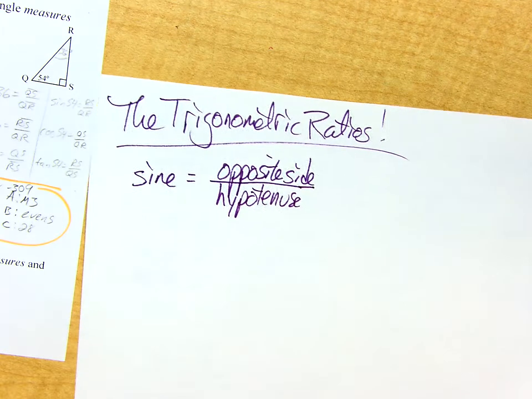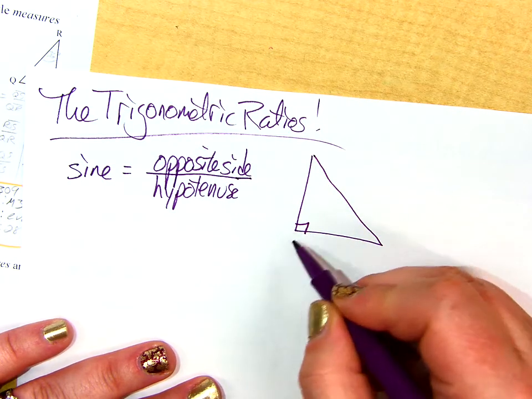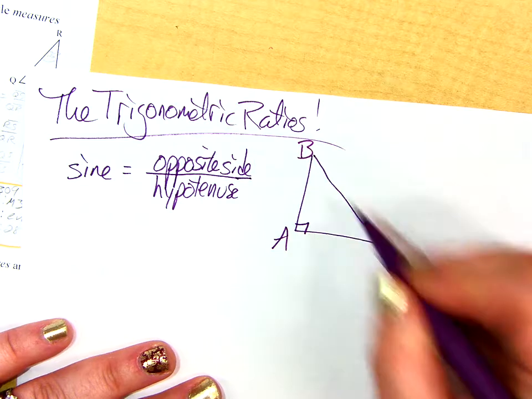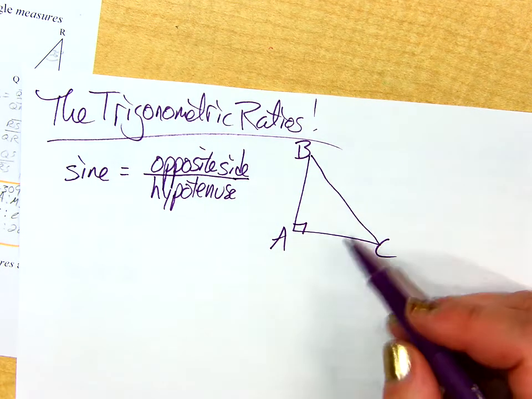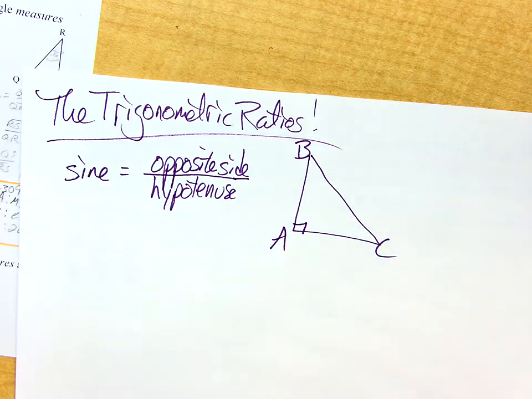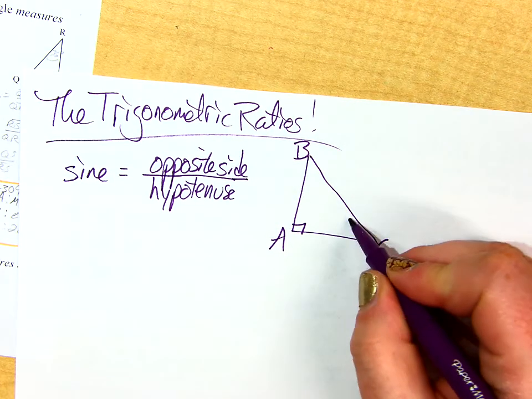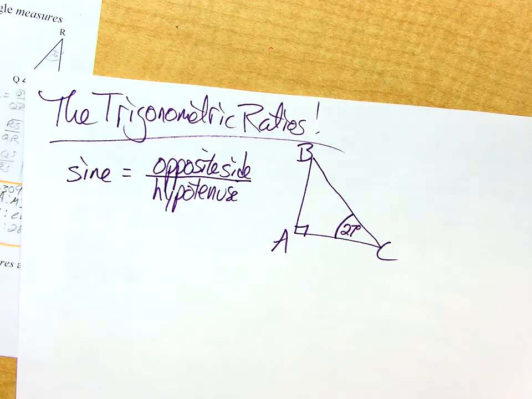Here's what I'm talking about. If you have a right triangle, any old right triangle, and I label the sides A, B, and C. If it was one of my special right triangles, a 30, 60, 90 or a 45, 45, 90, I could find the other pieces, no big deal. But what happens when it's not a special right triangle? What if angle C was something like 27 degrees? It's not one of my special ones.